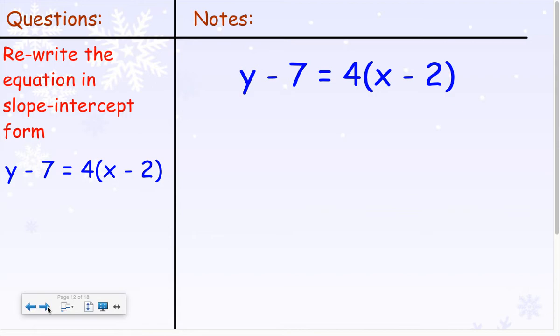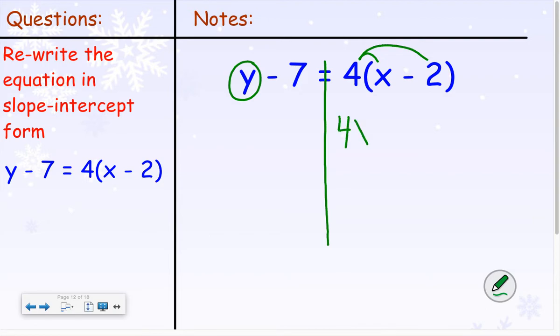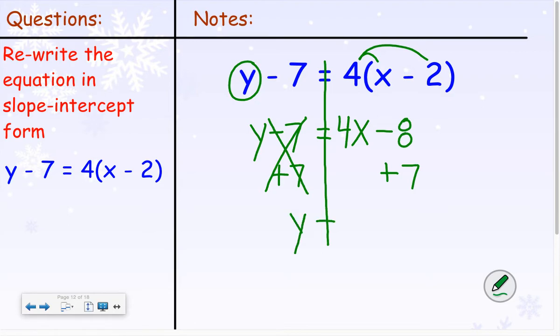y minus 7 equals 4 times x minus 2. Want to get y alone? I'll start by distributing. 4 times x is 4x. 4 times negative 2 is negative 8. Bring down the y minus 7 and add 7 to both sides. Negative 8 plus 7 is negative 1.